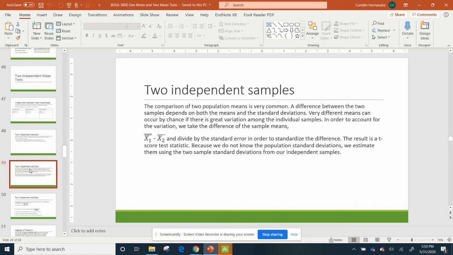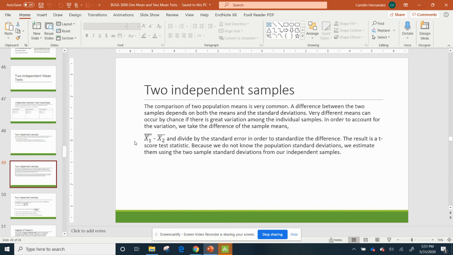When you're comparing two population means, it's very common. You're looking at two different means and two different standard deviations. A very different mean can occur by chance if there's greater variation within the individual samples. For example, if I wanted to look at education levels for people who live in the Northeast versus the Southwest, they could be different. I'm comparing two things to see how different they are.